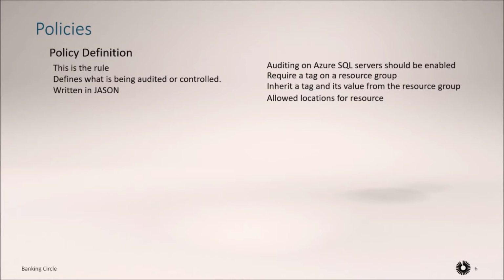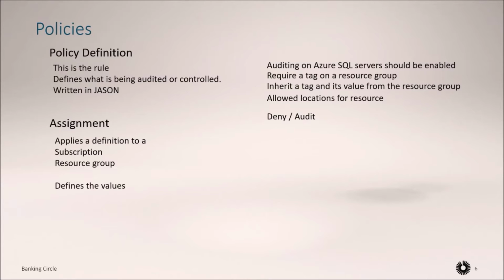In this case, we aren't defining the tag name or the location that we want to enforce. This is done later. It also defines what happens if the condition is not met, such as deny or audit. It's written in JSON, our favorite language. Much more details in a moment.